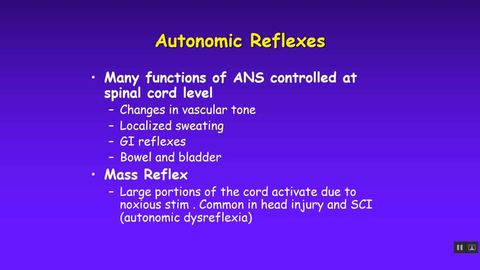So. There's a thing we've talked about called the mass reflex. This is where large portions of the cord are activated due to a noxious stimuli. A mass reflex is what is playing a role in this thing we call autonomic dysreflexia. Okay, it's common in head injury and spinal cord injury.